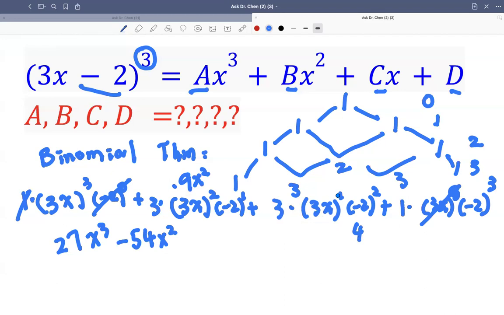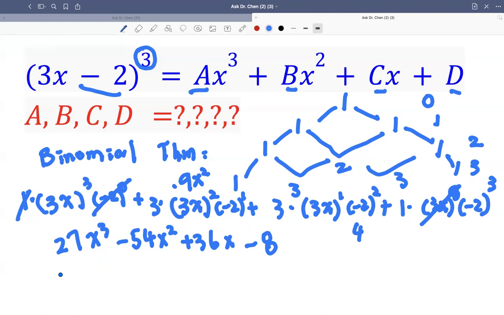Then the next one, we have -2 squared, which is +4. We have 3 raised to 1, just 3. So 3 times 3 is 9, and 9 times 4 is 36. Positive 36x. Lastly, we have 1 times 3x raised to 0, which is 1. Then -2 raised to 3, which is -8.